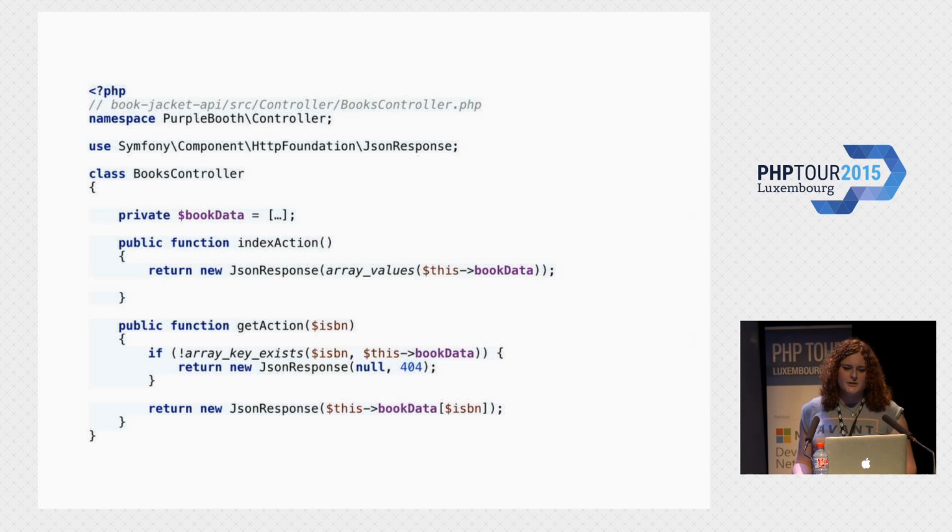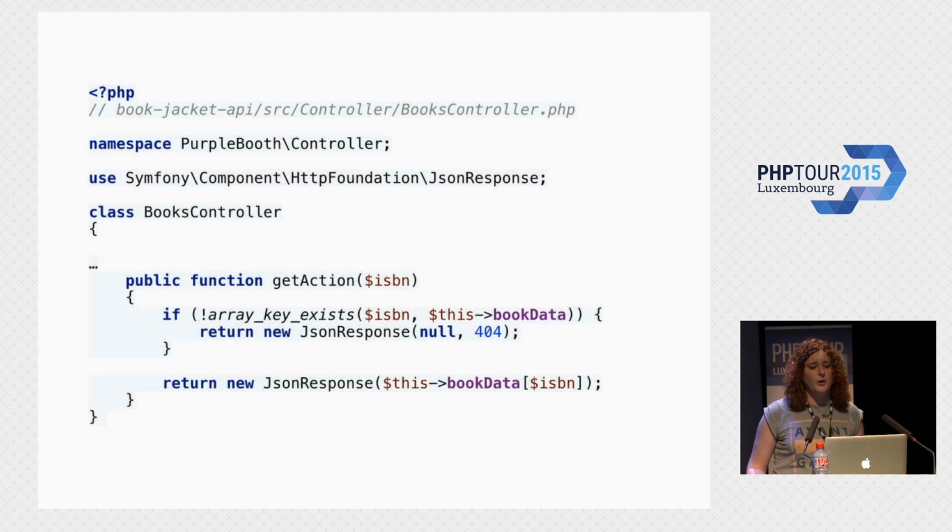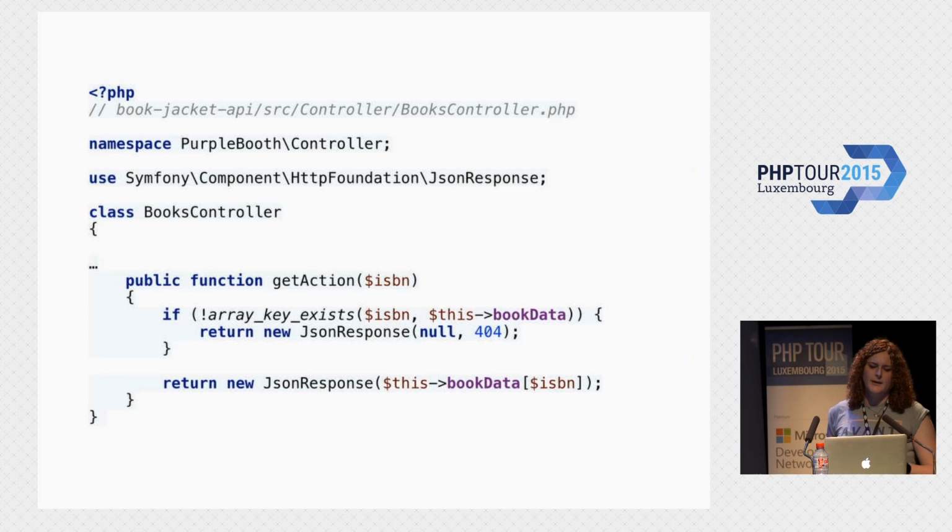It's really simple because you just return a Symfony object. So if we look here, this is the get action in a bit larger font. You can see here that I'm returning a JSON response. You can return any response at all, any Symfony response object, from these controllers, and it will output it.